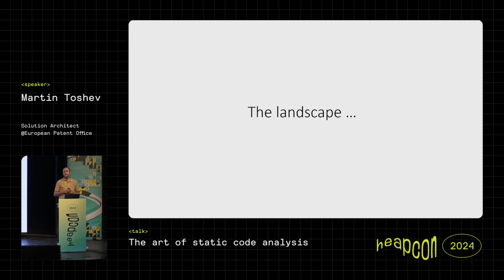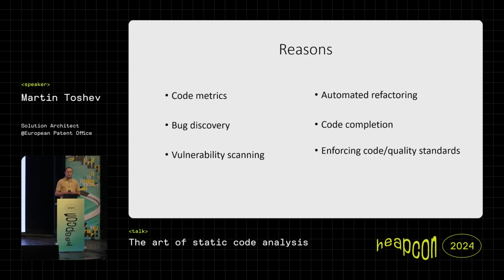So let's first look at the landscape of why we need static analysis. Why is it becoming even more popular nowadays? There are multiple reasons why I would like to use static analysis. You would like to calculate some source code metrics, like lines of code or more complex ones. You would like to find some bugs in your source code that are discoverable via static analysis. You might also use static analysis for vulnerability scanning. You can search for well-known vulnerabilities in your code base.